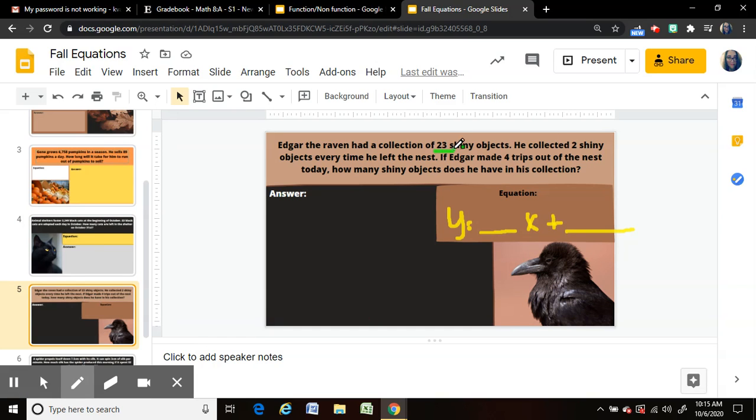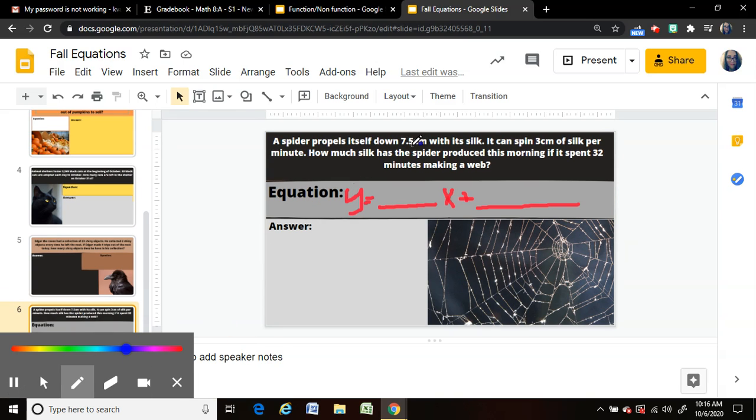All right, and then if I look here, we start with 23 shiny objects, and then he increases it by 2 every time he takes a trip out of his nest. I start with 23, and then 2 is right next to the word every. So 2 is my slope. And then it says, okay, I took 4 trips. Tell me how many shiny objects I have.